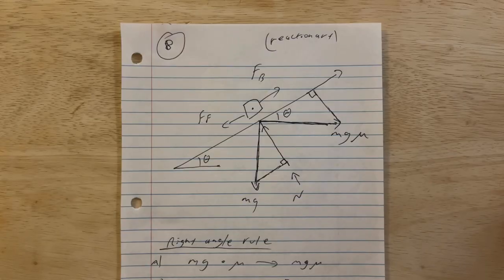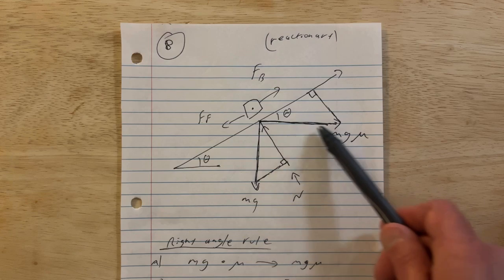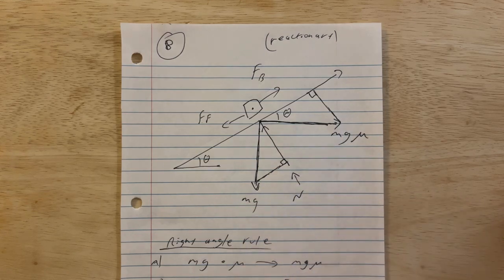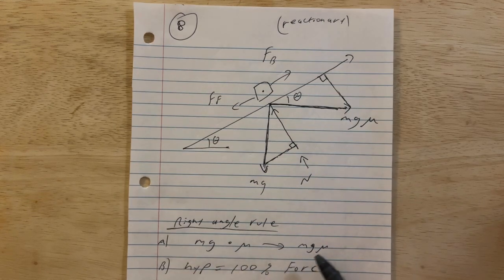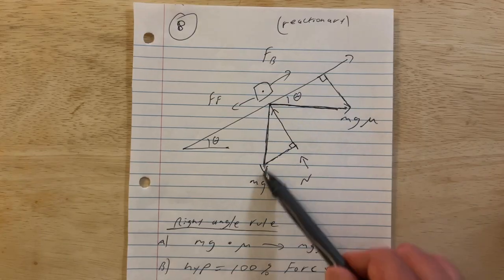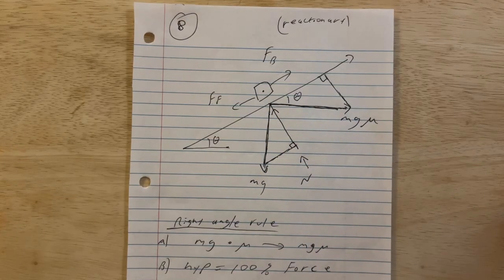Notice what we have here are two right angles sitting on top of each other. Here's one right angle, I'll show with my pen right here. So you've got your mg, you've got your right angle rule. mg times mu gives you mg mu at a right angle. That's why I called it a right angle rule. I just make this stuff up.